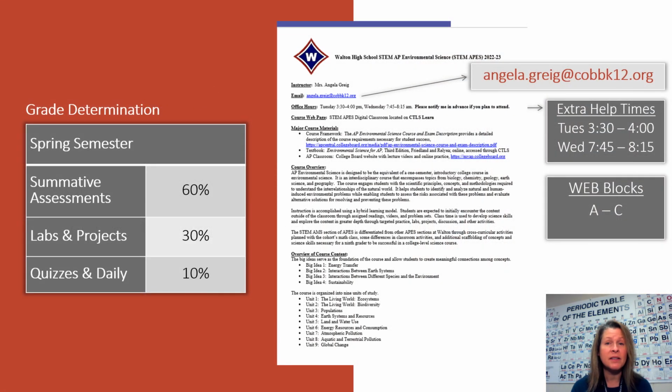Our syllabus stays the same this semester, but note that for the spring, our grading weights do change slightly. That's because since we're an AP course, we don't have a final exam. So that means that the summative assessment category moves to 60% from 50% back in the fall.